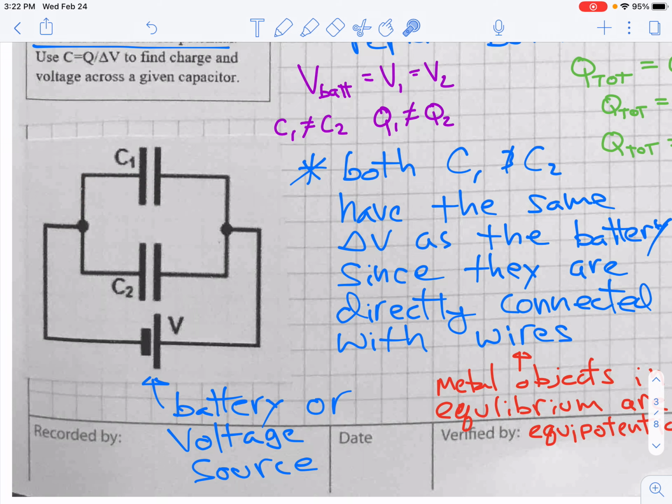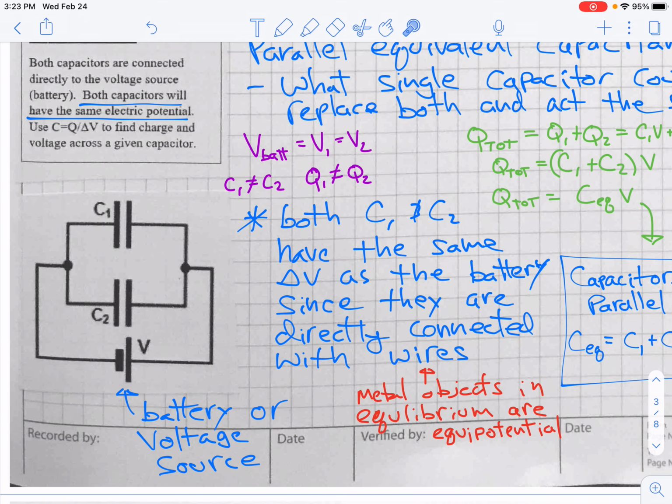So when these capacitors here are both hooked up to the battery, and notice I can go from this side of C1 to the battery, and the battery goes right to this side of C2. So this, and all of these are all metal. Anything that's metal and is in equilibrium is going to be equipotential. It's going to have the same voltage. So the voltage across C1 is the same as the voltage across the battery because C1 is connected, both sides of it, directly to the battery.